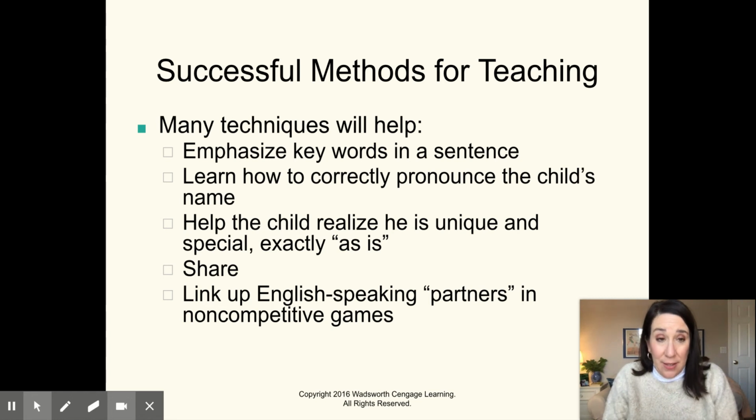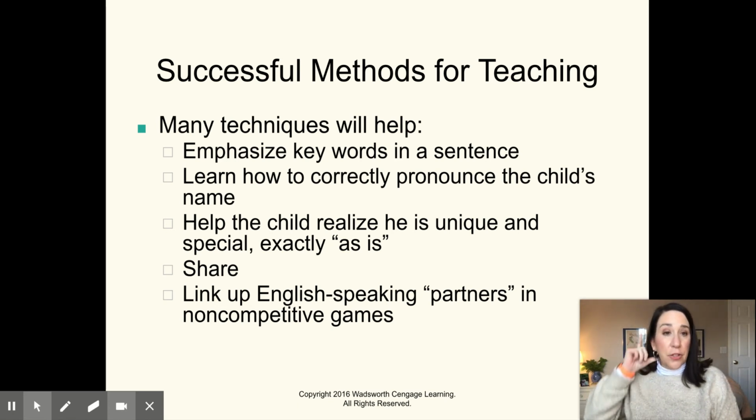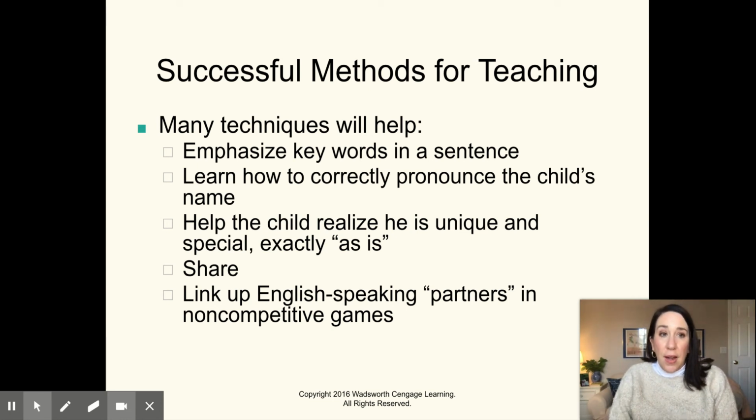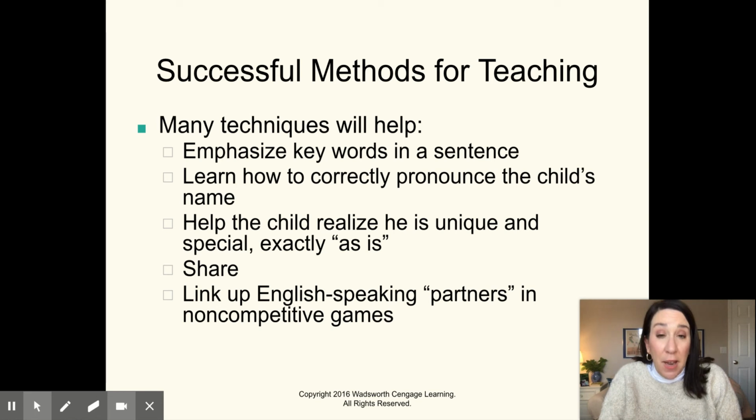And so it's important, that's a sense of self thing. Help the child realize he is unique and special exactly as is. So for those kids who are from other cultures, who may be bilingual, who may be English language learners, make sure that they know that it is cool and special that they are an English language learner. Don't make it a big deal for everybody in the class. Oh my gosh, everybody, Maria speaks Spanish. Make them feel unique and special, not weird and different.